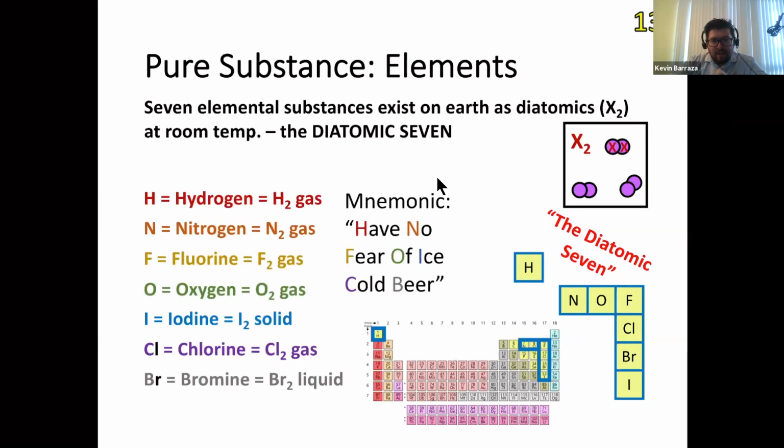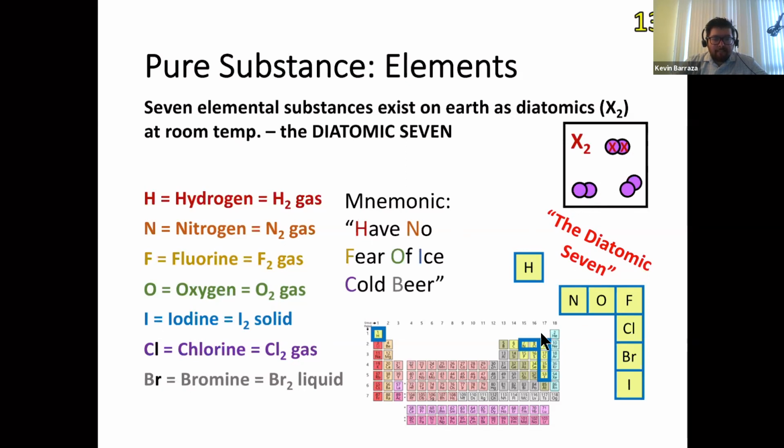Some students like this mnemonic to help them memorize which elements are diatomic. Have no fear of ice cold beer. So each letter is part of the way you memorize the different elements. So hydrogen, nitrogen, fluorine, you notice fear, O for oxygen, iodine, chlorine, bromine. So those are what those symbols mean. And it means that if I had a beaker of bromine, for example, the particles inside the bromine look like what you see in the cartoon.